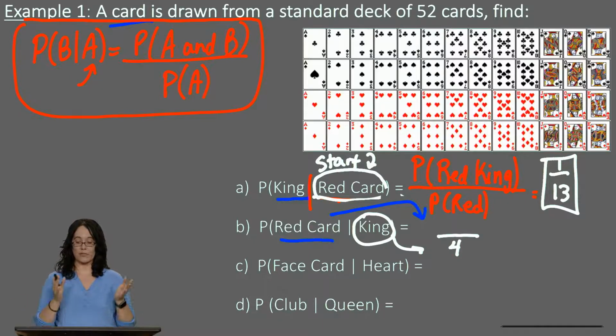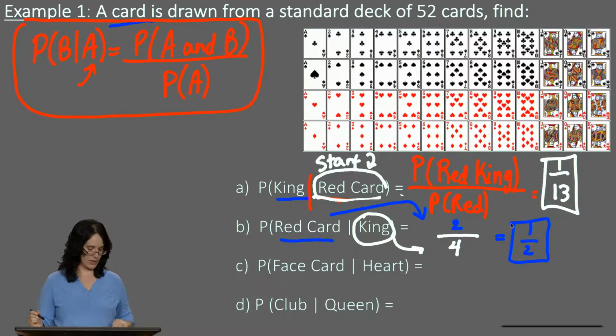So we're only looking at the red cards which meet our condition. The red cards which happen to be king. Okay, well there's 2 of them. So if you said 2 out of 4 or 1/2 would be your actual reduced answer, then you would be correct. Nice job. Again, pause the video and try the next one on your own.